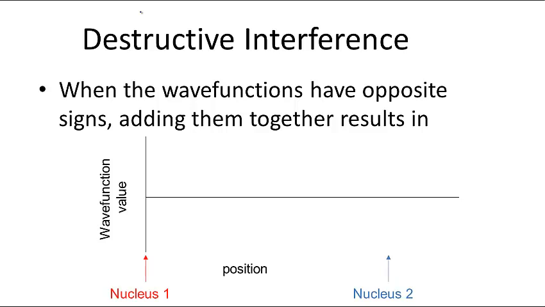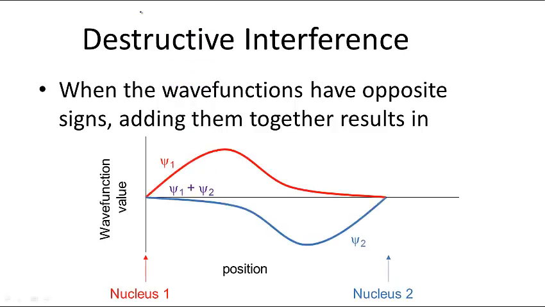All right, so what if instead one of my functions was positive and one was negative? So I took the same two graphs from before, but I made psi1 a positive number and I made psi2 a negative number. I want you to take a moment and draw what you think psi1 plus psi2 would look like in that case.